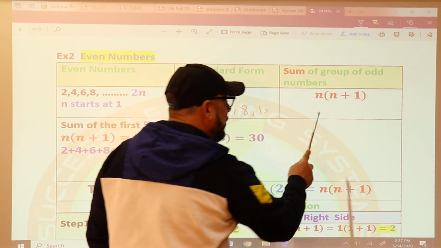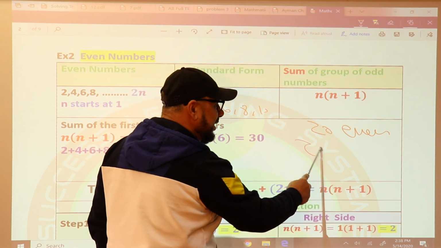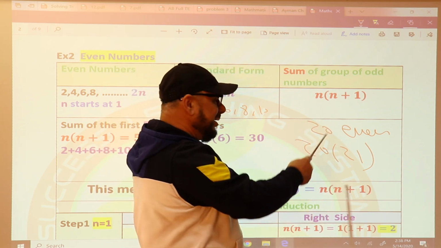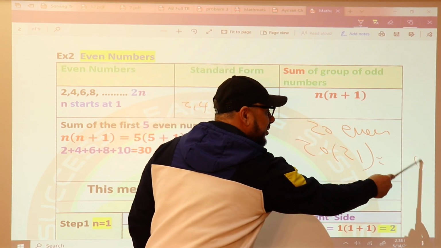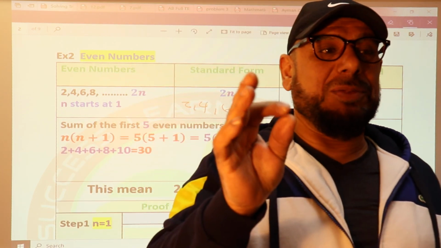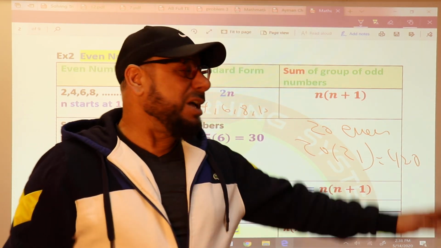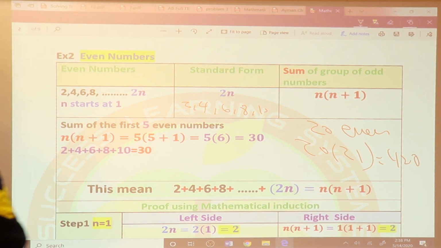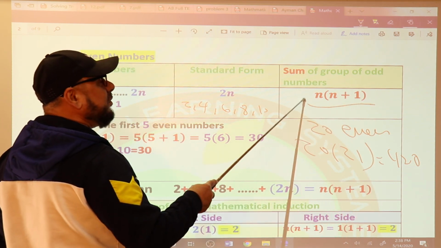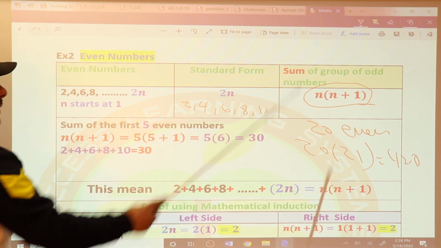The first 20 even numbers is easy. Apply the rule: 20 times 21. All you have to do is multiply 20 by 21. I challenge you, go to the calculator, add 2 plus 4 plus 6 plus 8 plus 10 plus 12, 14, 16, 18, 20. You will get 420. Now we know the rule to add any even numbers. If you want the first 100 even numbers, 100 times 101. Good.